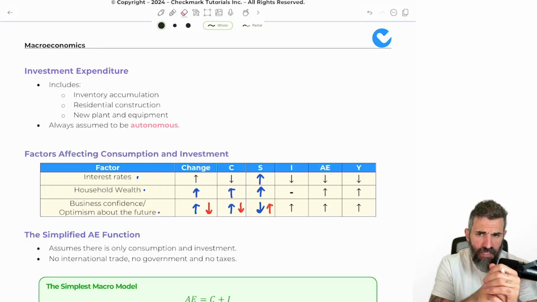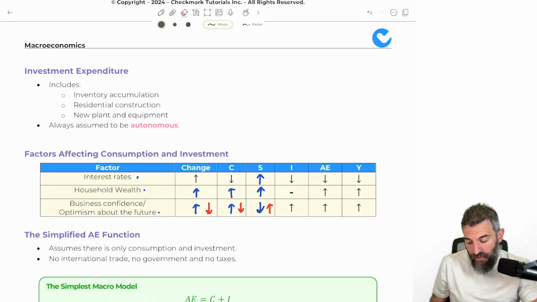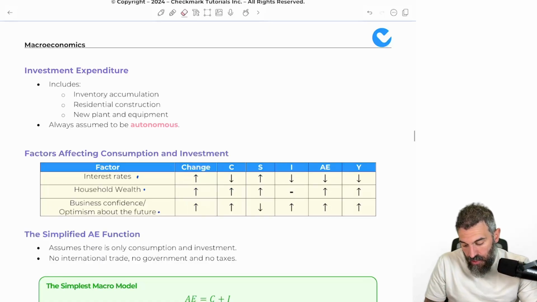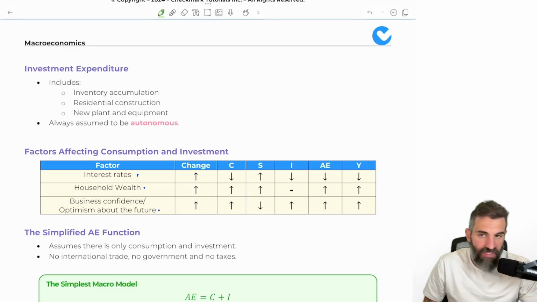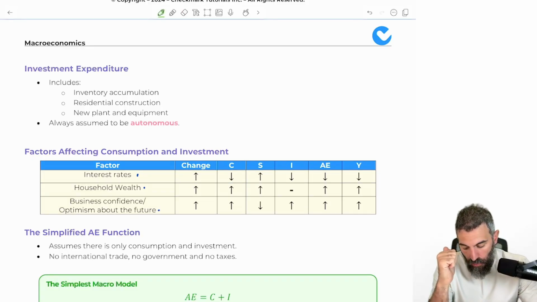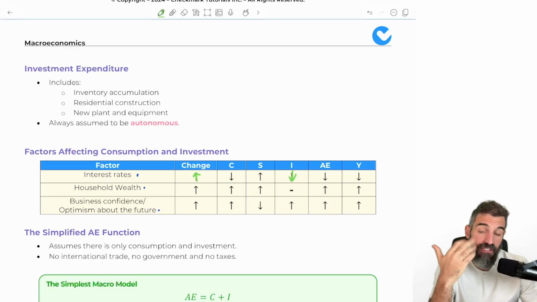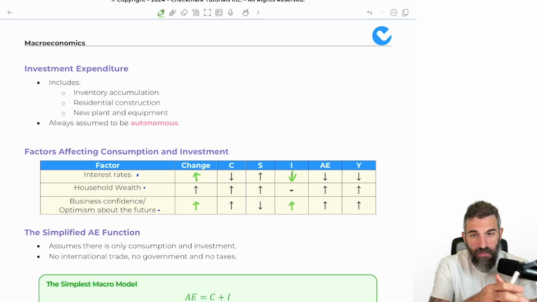It's all fixed, basically. Now, the factors that affect investment expenditure, you have 2. Interest rates, same effect as consumption. As interest rates go up, we tend to invest less. We tend to spend less on new plant and equipment. We tend to spend less on building new homes. And business confidence. As business confidence goes up, then we tend to increase the amount that we're spending on investments.